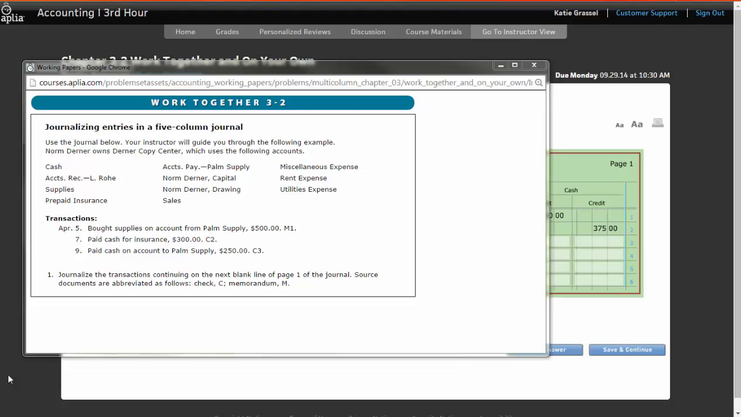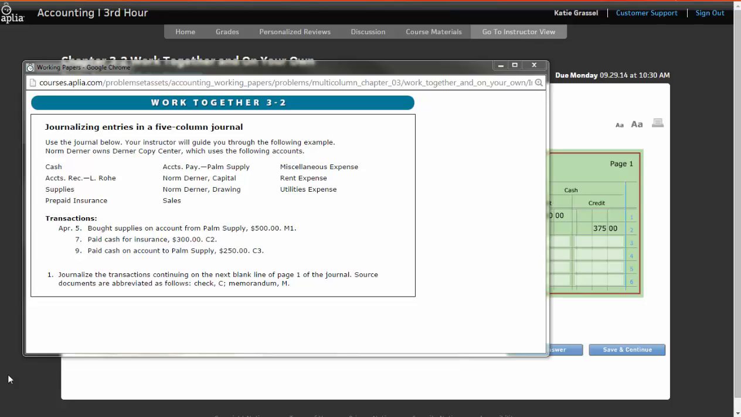And you'll notice that we have Norm Dermer Capital and Norm Dermer Drawing. We are a sole proprietorship organized as a service business. Okay? So we have these transactions. We have April 5th, 7th, and 9th. Is there a possibility that we may have multiple transactions that are the 5th? Yes. A business may write out multiple checks on the 5th.